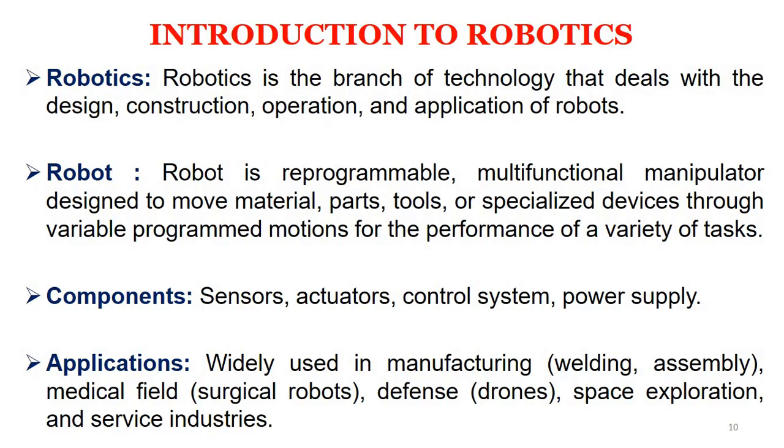The basic components of a robot are the sensor, actuator, control system, and power supply. The sensor senses the environment of the robot. The actuator performs the actual task, the control system controls the motion of the manipulator, and the power supply is required to run the control system and the actuator.